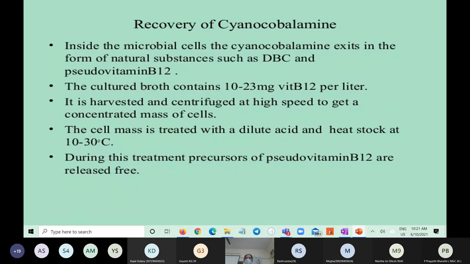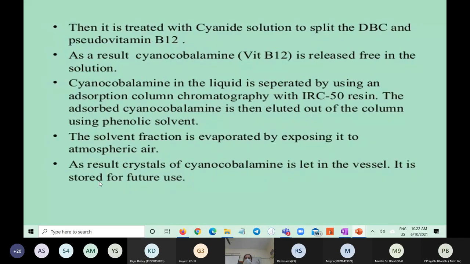Okay. So once we have recovered the cells with DBC and pseudovitamin B12, which are the precursors for our product, now we have to get our product from these cells directly. So for that, we will treat this cell mass with dilute acid and heat shock at 10 to 30 degrees. During this treatment, the precursors of pseudovitamin B12 are released free, and then it is treated with cyanide solution to split DBC and pseudovitamin B12.